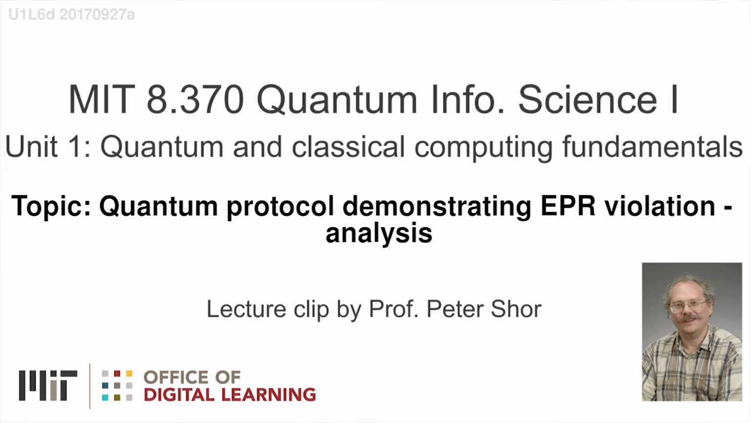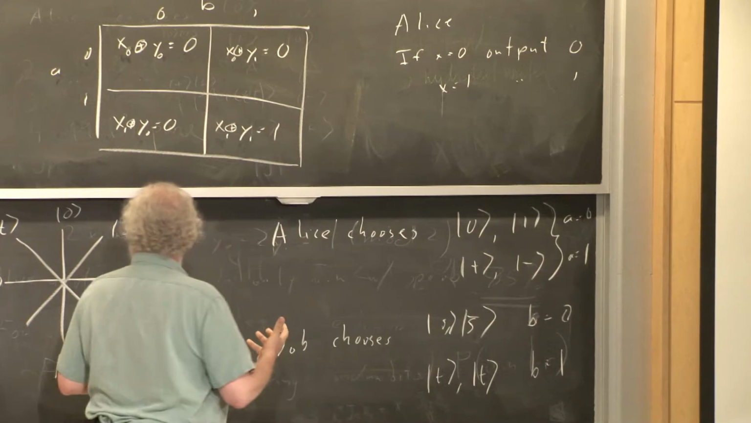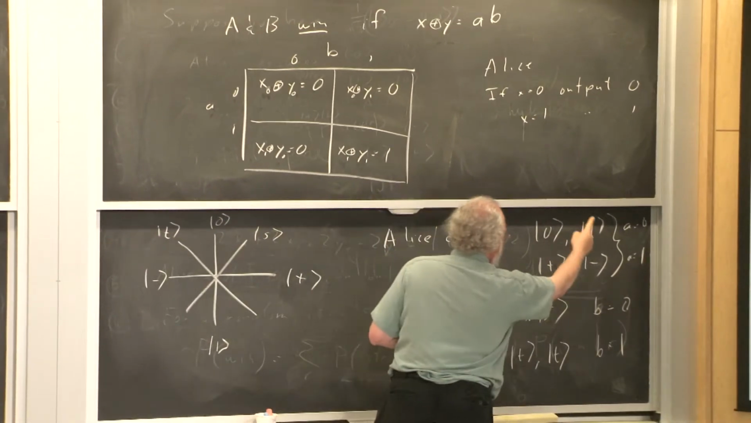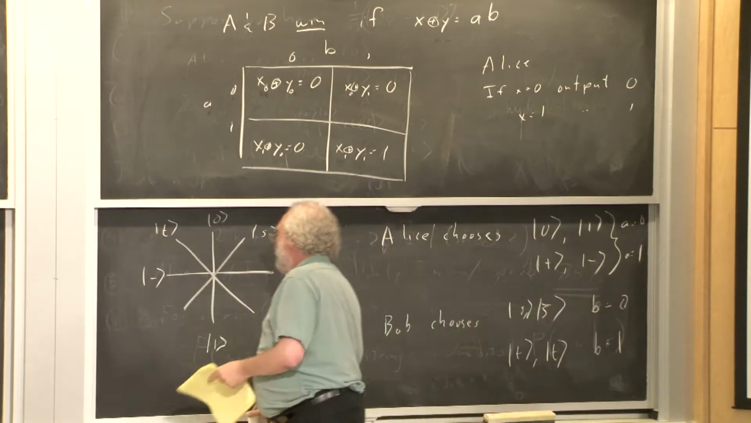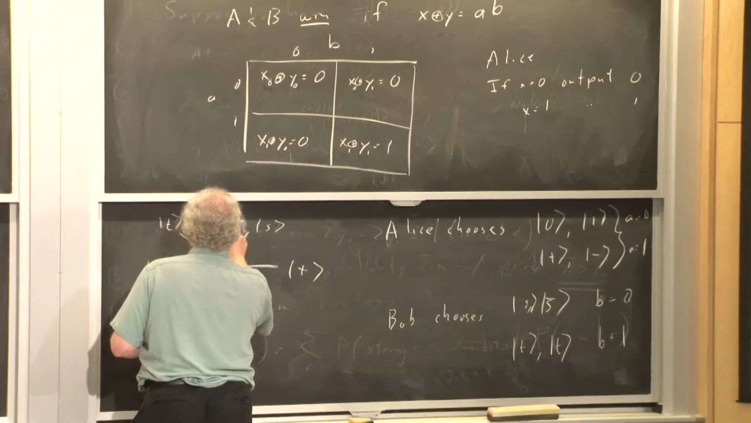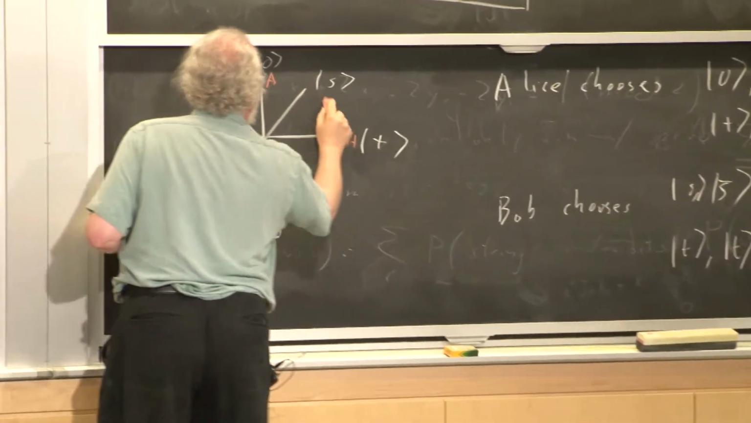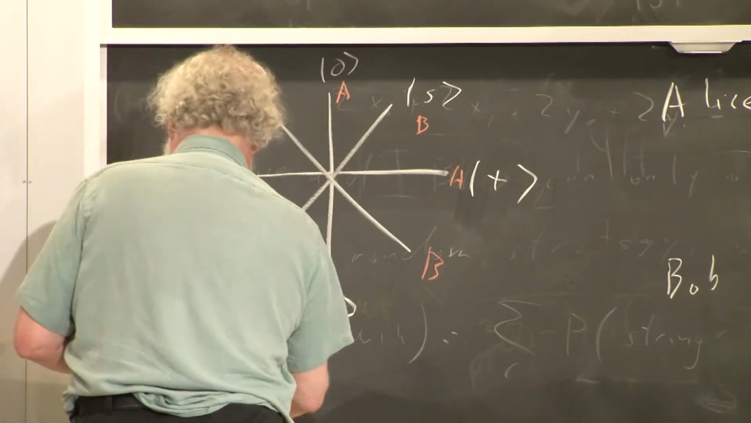So I want to say the first column here, the output is going to be 0, and the right column here, the output is going to be 1. So let's label this diagram. So this is Alice, Alice, Alice, Alice, Bob, Bob, Bob, Bob.